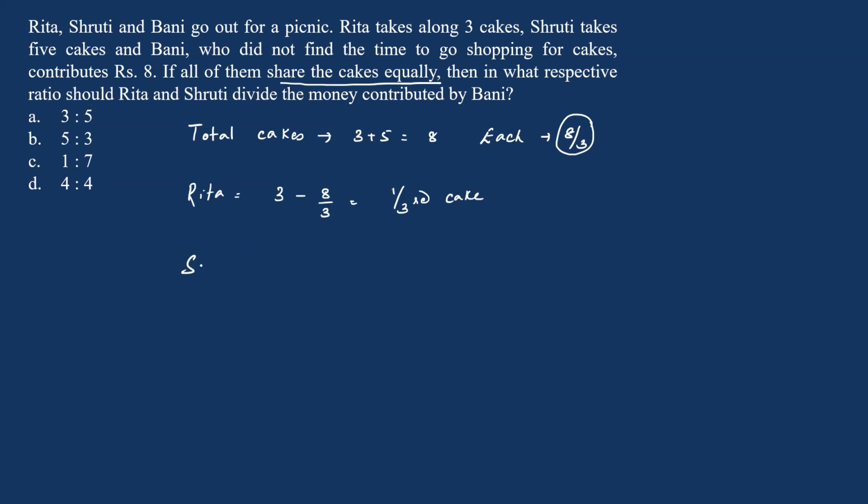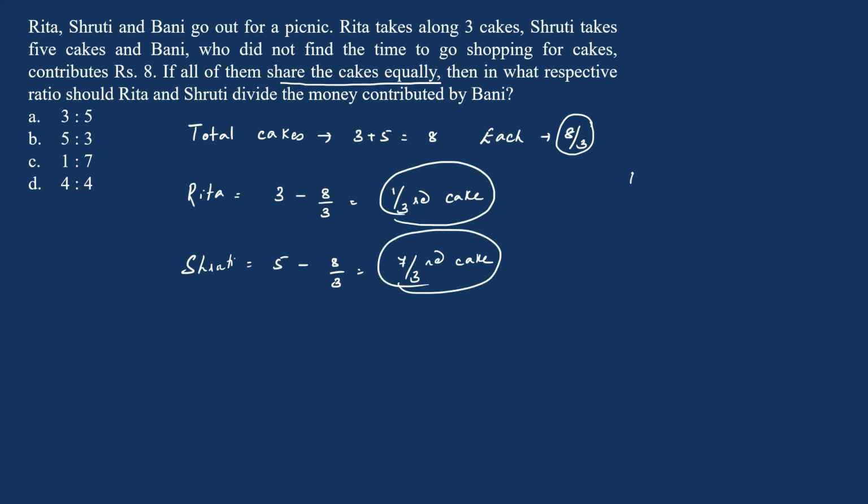Now, when I talk about Shruti, Shruti had 5 cakes. From there, Shruti only ate 8 by 3 cakes. So this gives you how much, guys? 7 by 3 of the cake is given to Bani. So if you observe that this person gave 1/3 of the cake to Bani, and this person gave 7 by 3 of the cake to Bani.